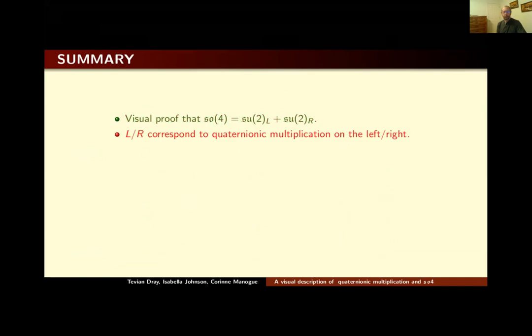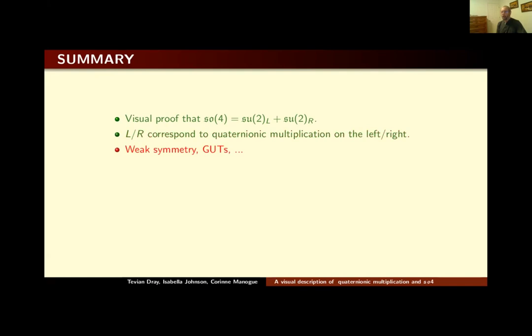That's really all I've got to show you. I reiterate that there is no new content in what I'm showing you today, just pretty pictures, but pretty pictures that certainly were new to me. First of all, a visual proof that SO4 does decompose into the 2 copies of SU2. Second, that the left and right correspond precisely to quaternionic multiplication on the left and the right.